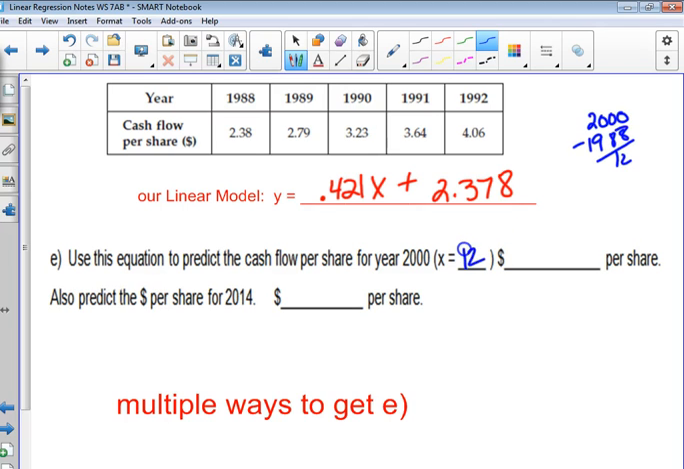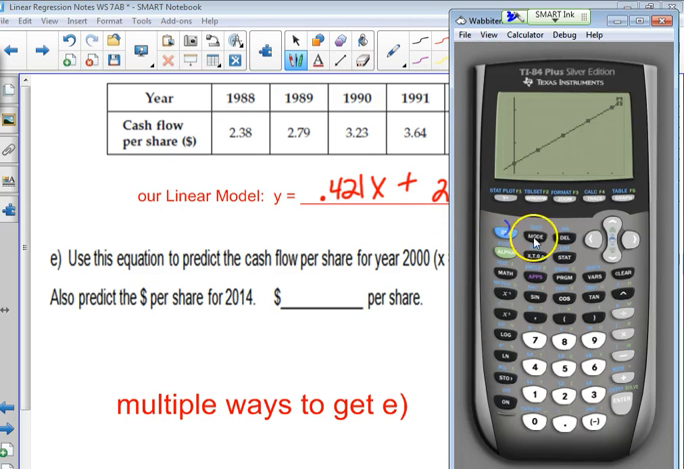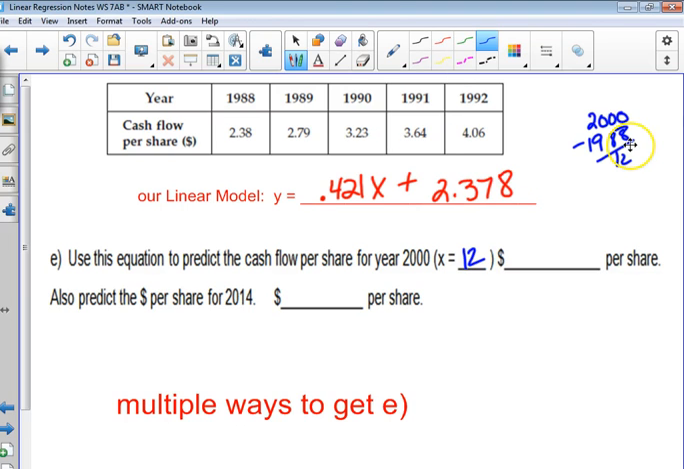So we're going to put in X equals 12. Again, the easiest way would just be second mode to quit out of that and go 0.421 times 12 plus 2.378. Do I have it memorized yet? Okay, I got 7.43 or something, so it's roughly $7.43. Did someone else get that?